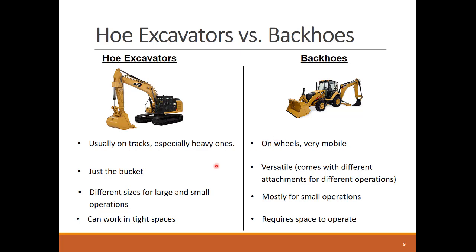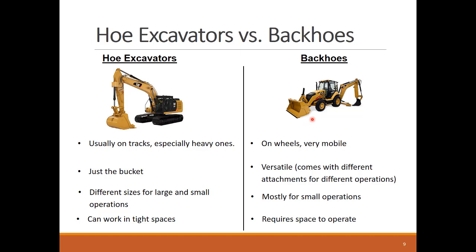Hoes are equipped with only a bucket or another type of attachment. Backhoes have a loader style bucket and a hoe arm with a small bucket on the back. The combination of the loader and hoe buckets makes the backhoes versatile for different work requirements. Hoes are mostly for large operations, while backhoes are for small projects like small utility trenches.